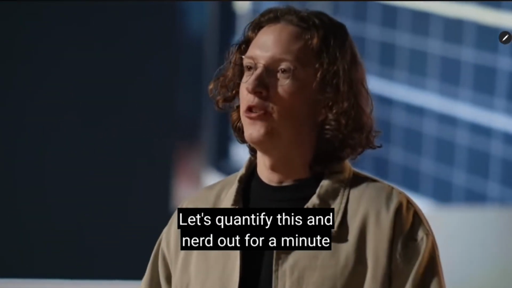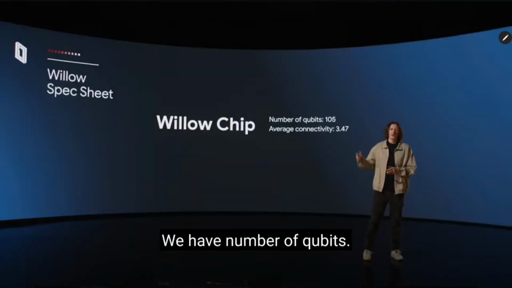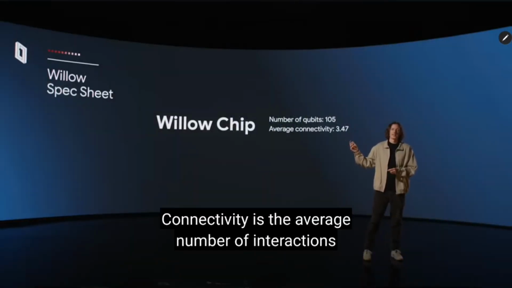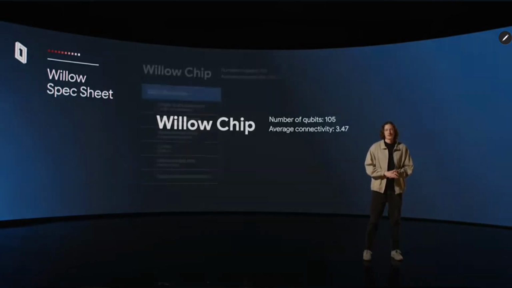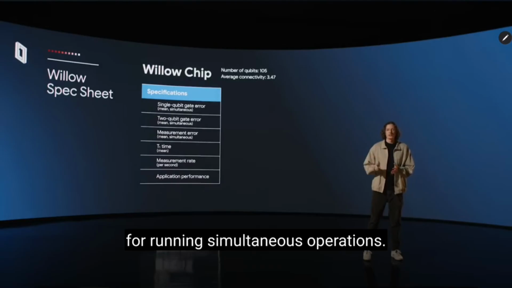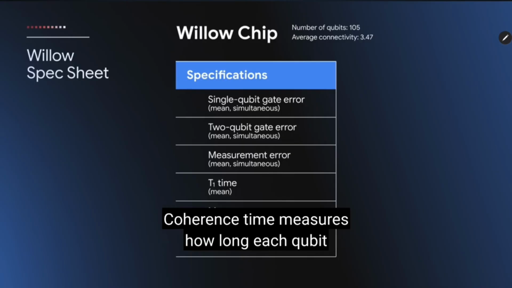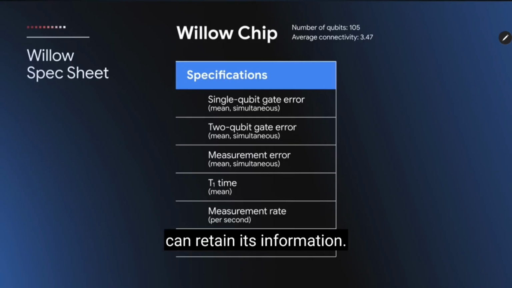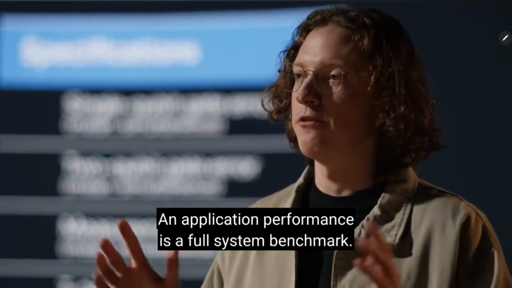Let's quantify this and nerd out for a minute on quantum computer tech specs. We have number of qubits. Connectivity is the average number of interactions each qubit can perform with its neighbors. We quantify error probabilities for running simultaneous operations: single qubit gates, 2 qubit gates, and measurement. Coherence time measures how long each qubit can retain its information. Measurement rate is how many computations we can run per second. And application performance is a full system benchmark.